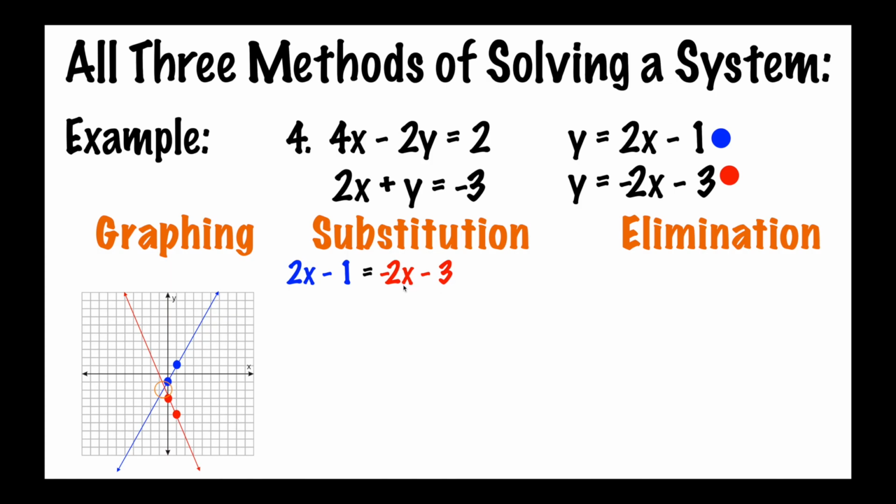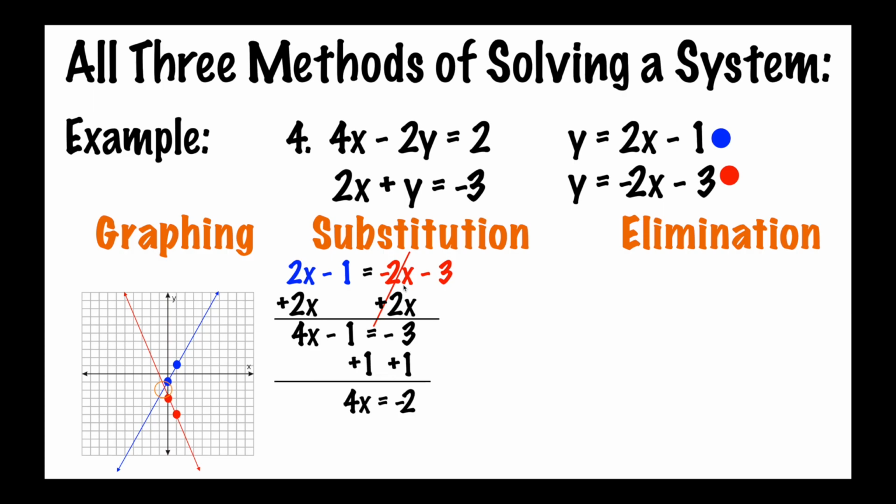I start by adding 2x over to each side. That's going to give me 4x minus 1 equals negative 3. I add 1 to each side. We get 4x equals negative 2. Divide both sides by 4. And negative divided by positive is negative, and then 2 over 4 will reduce to 1/2.